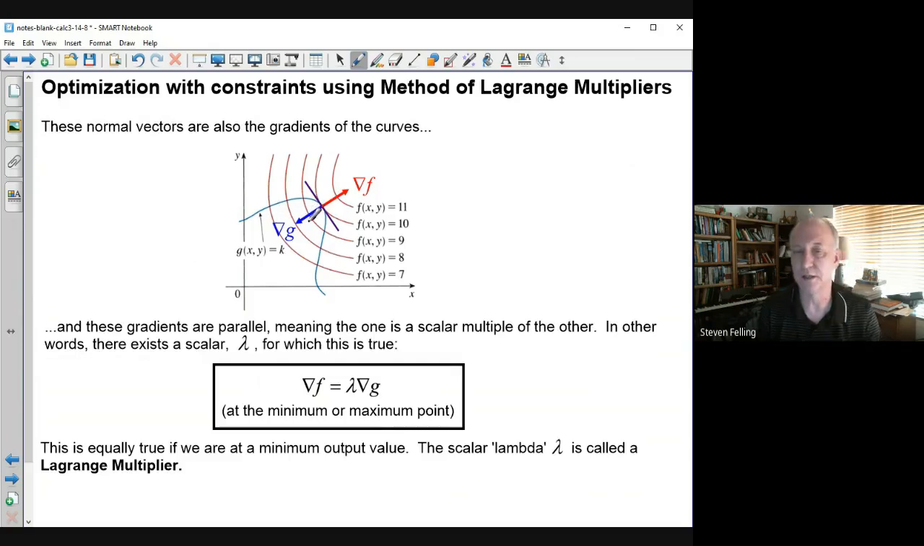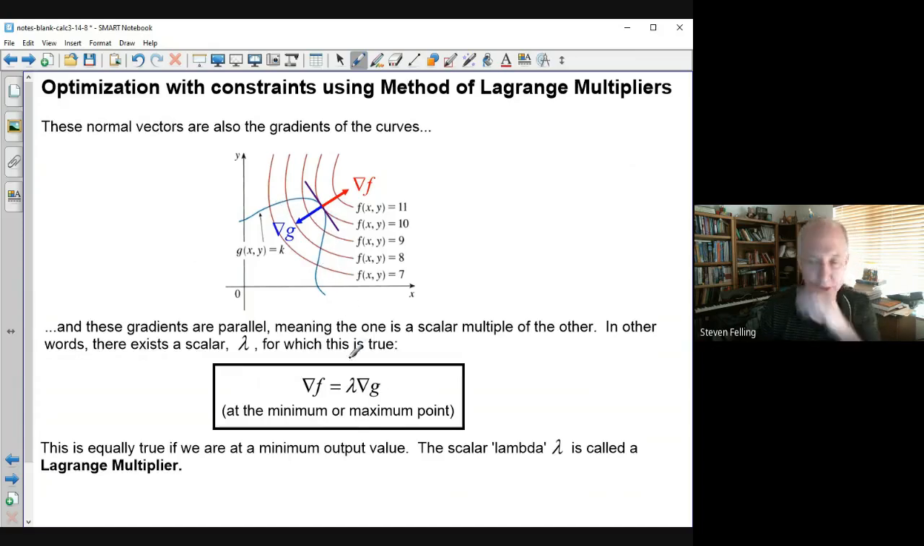Because we know gradient is in the domain, right? So both these functions are in the domain, even though this f represents potentially a third dimension. So if the gradients are parallel, that means that one of the gradients can be expressed as a scalar multiple of the other. So we can say that the gradient of the multivariable function f is a scalar multiple of the gradient of the constraint function, which we're going to call g right now.